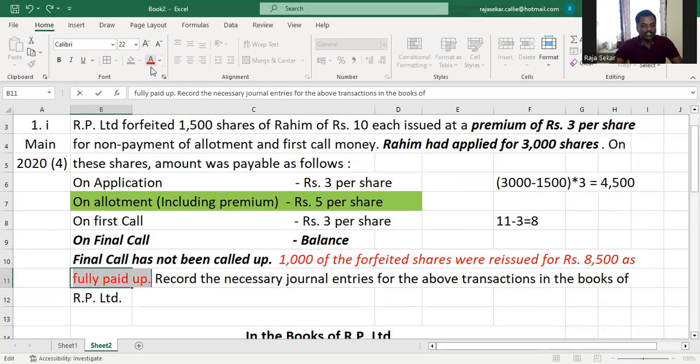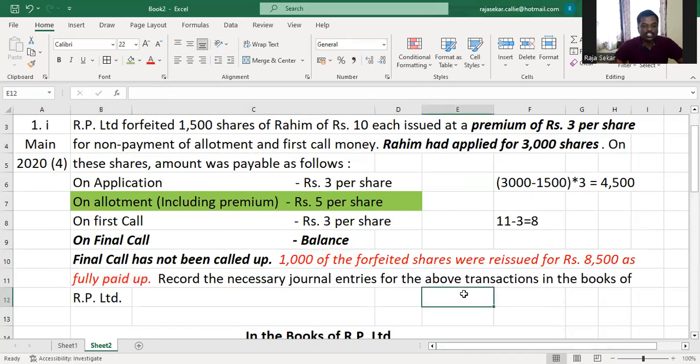What is the face value of one share? 10 rupees per share. If 1,000 shares are considered as fully paid up, then what are we considering the amount paid up to be as? It is 1,000 into 10, which is 10,000. But we are reissuing for 8,500, but we are considering it as 10,000 paid up, which means what? We've given a discount of 1,500.